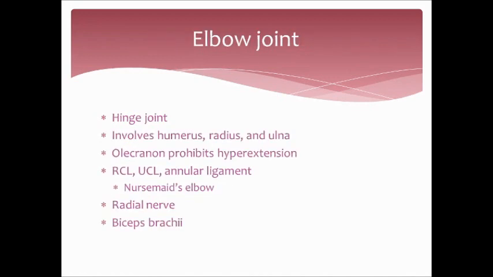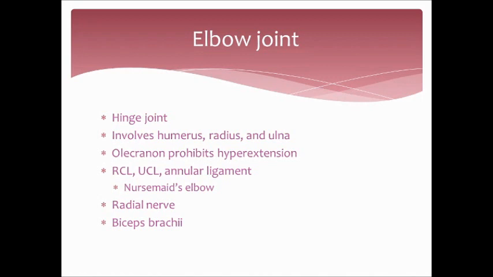Our next joint we're going to talk about is the elbow joint. It is known as a hinge type of synovial joint. It involves three bones: the humerus, the radius, and the ulna. The olecranon of the ulna will prevent your elbow from hyperextending. The 3 ligaments that help to stabilize this joint are the radial collateral ligament, the ulnar collateral ligament, and the annular ligament of the radius.